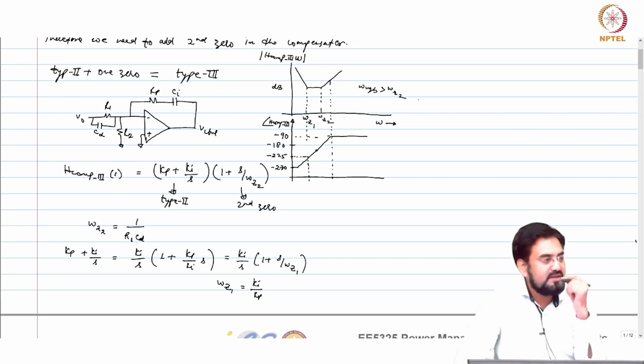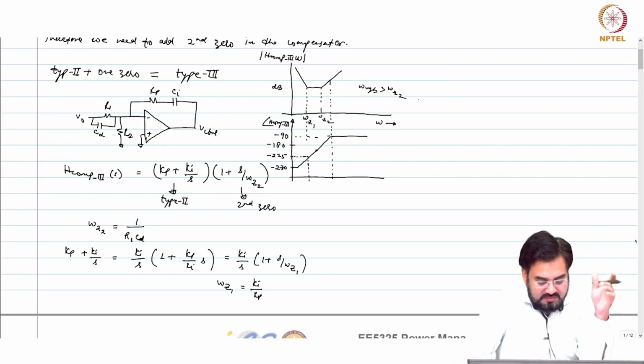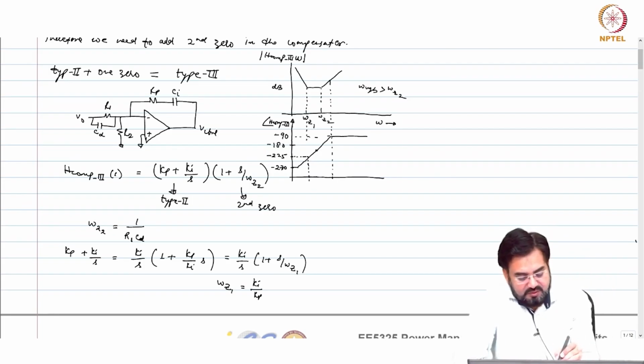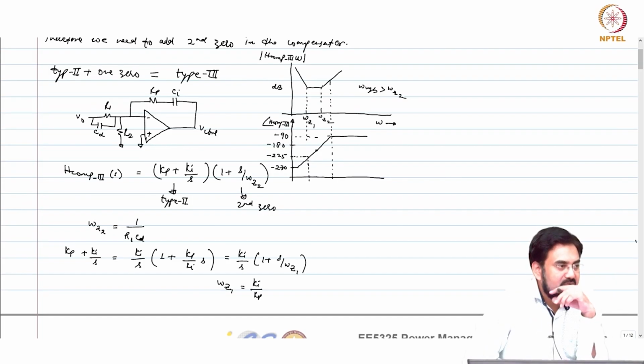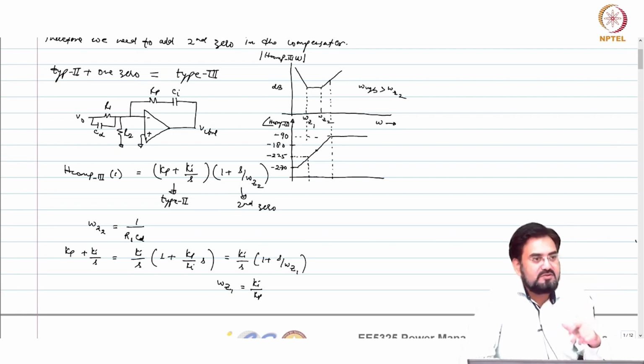And your omega naught of LC, where should it be? Around omega Z2. It could be near omega Z2. You can have it after that only if your Q is very low, but if your Q is very high, then you should have omega Z2 at omega naught, because you do not want that phase to cross to 0.